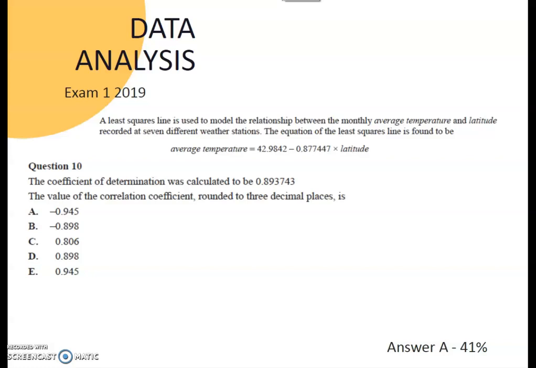Now in this case, the equation needs to be used for us to work out the correct answer for question 10 here. We're told the coefficient of determination is calculated to be 0.893743. Remember, coefficient of determination, that is our R squared value. And so we want to find the correlation coefficient to 3 decimal places. So they want us to find R. So we are going to need to find the square root of that R squared value that we've been given.